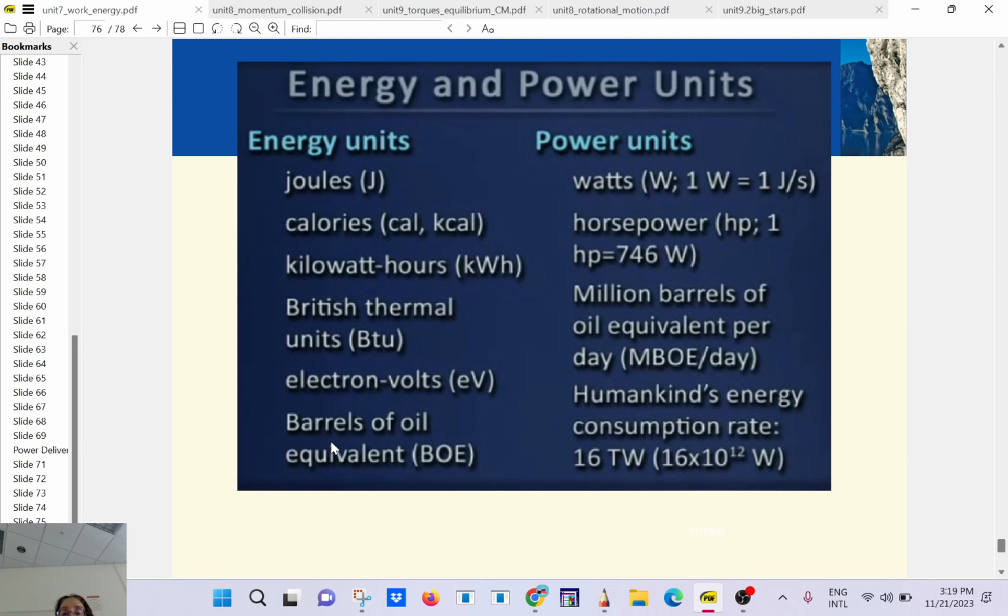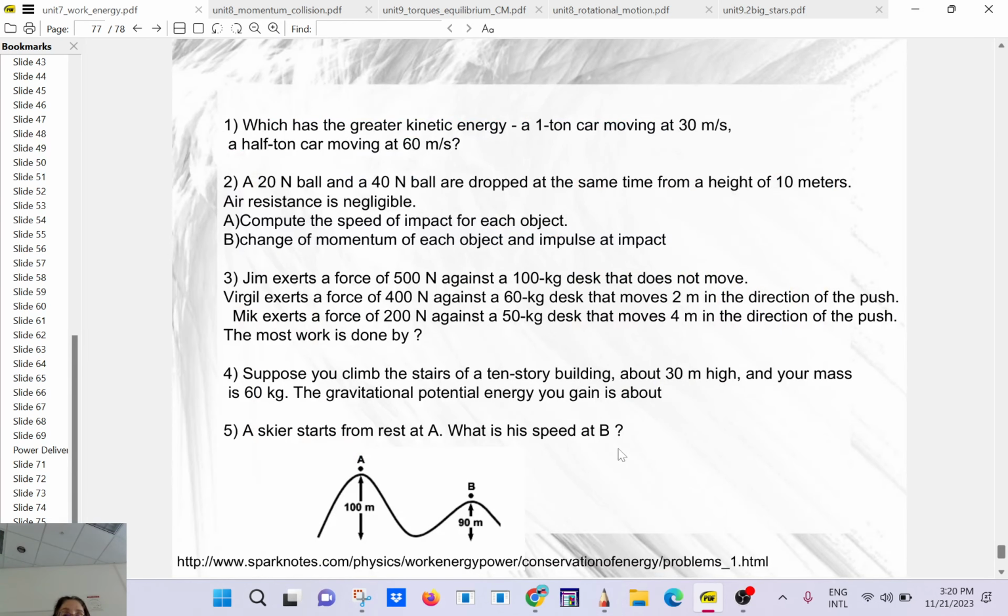So these are units for energy. These are units for power. Usually it's watt. So if you use watt, you need to use joule and second. Or it could be horsepower. 1 horsepower is 746 watt, and so forth and so on. Okay? Shall we do a problem, or you go? I say number 3. Okay, let's do number 3 because it's a review.